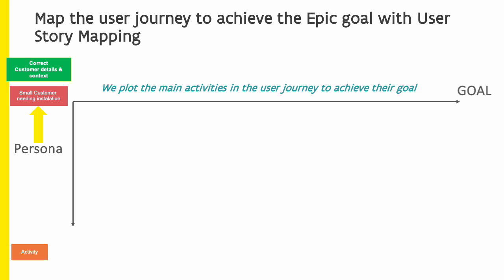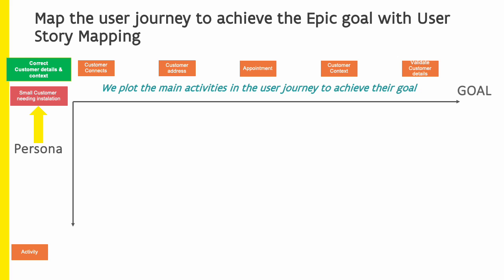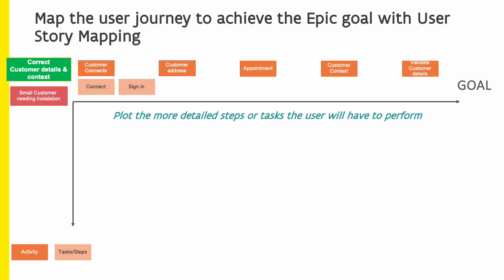In our example, the user needs to connect with us, supply us with their address, get an appointment, get their context, and finally, this all needs to be validated. We keep the descriptions as brief as possible to limit cognitive load for the participants. We need to be able to parse every relevant section of the map end to end to assess and reflect on correctness together swiftly. Now we plot the more detailed steps or tasks the user will have to perform.